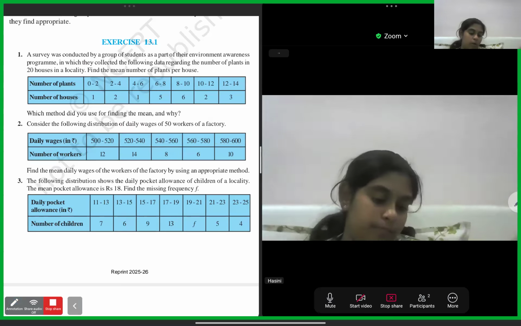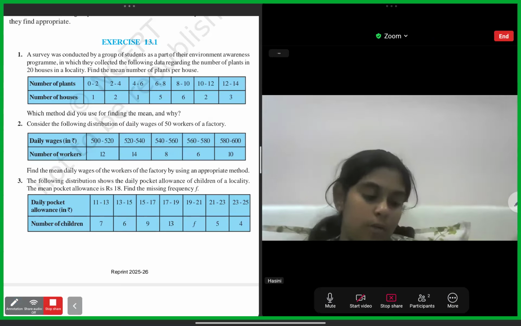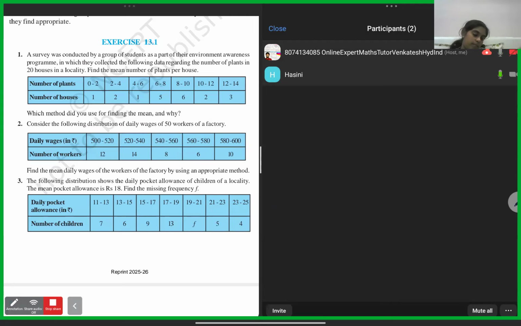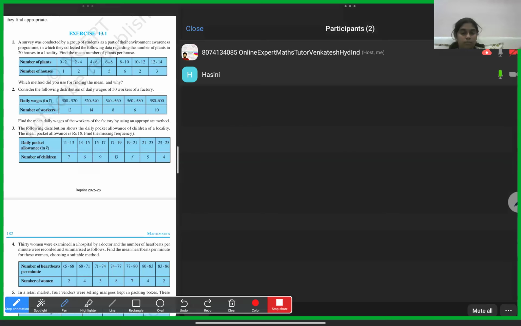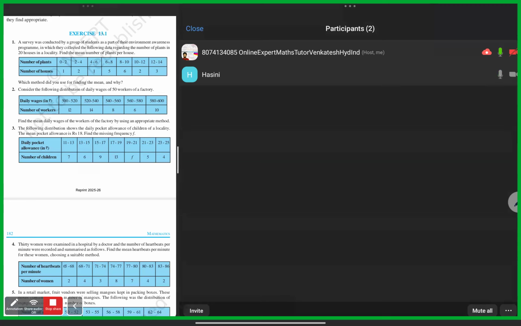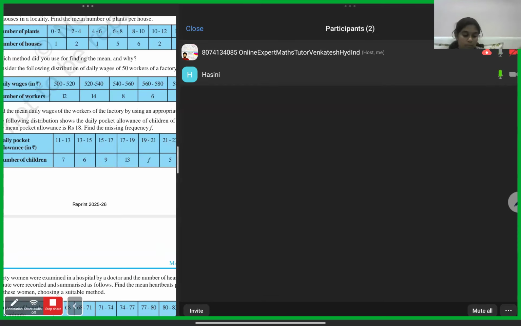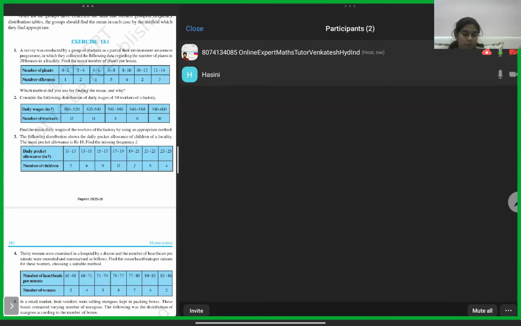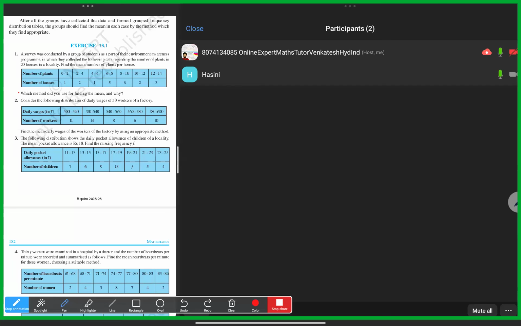So the first step is, same again, we need to draw the columns table. First we mark the class intervals for the second question. Class intervals, then frequency fi, then xi. I'm writing the table headings first, so that I'll tell what they are again.